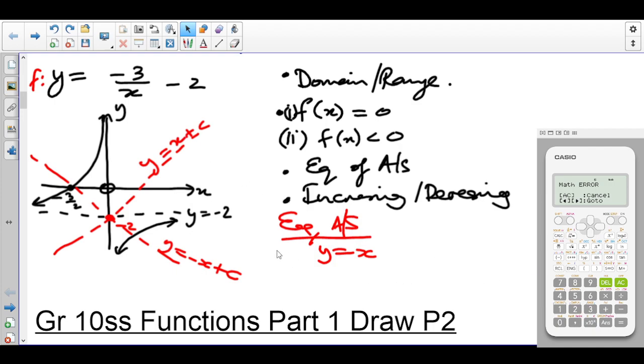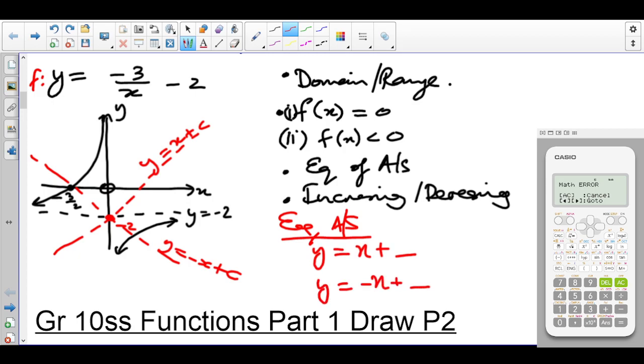Right, so people listen. So for the axis of symmetry, the first thing we can write down is y is equal to x plus c, or y is equal to minus x plus c. That will always stay the same. So what happens is that c value is your y-intercept. And what's your y-intercept here? Negative 2. So y is equal to x minus 2, and y is equal to minus x minus 2.